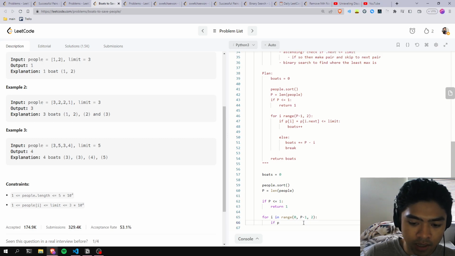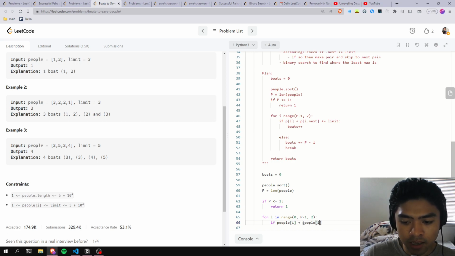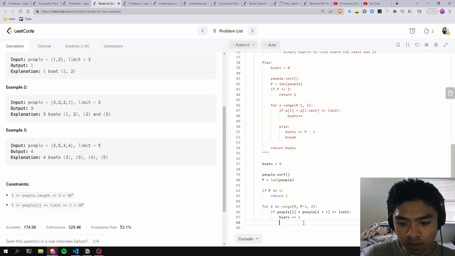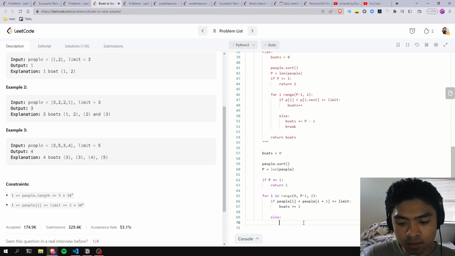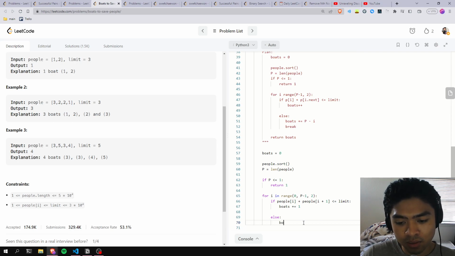So if people at i plus people at i plus 1, because that's the next one, is less than or equal to the limit, then we can say that they're a pair. So boats plus equal to 1. But else, in the case where the pair doesn't work, right?